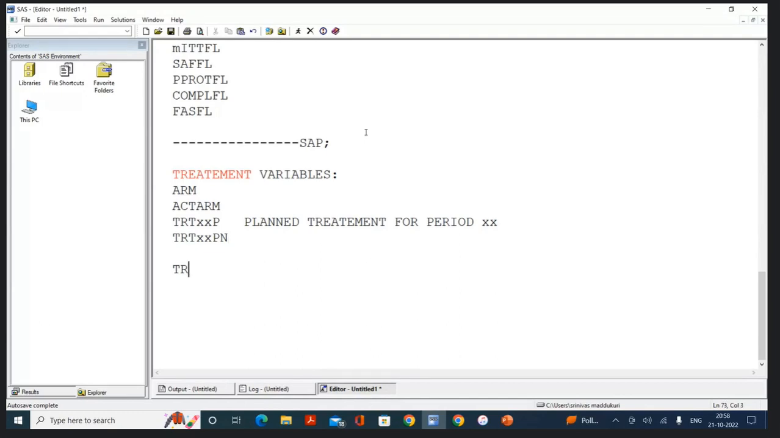Then we are going to have PRT XXA. What is this one? Actual treatment for period XX. Then we are going to have PRT XXAN. Actual treatment for period XX numerical.